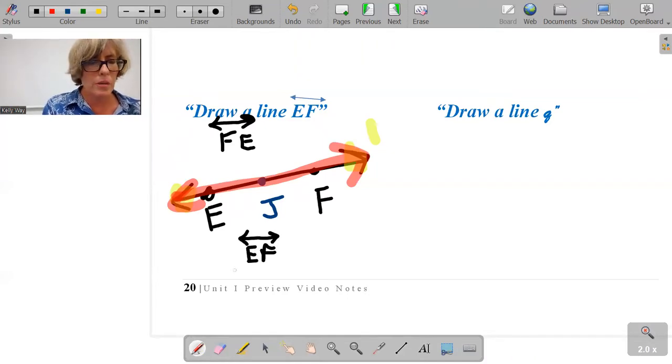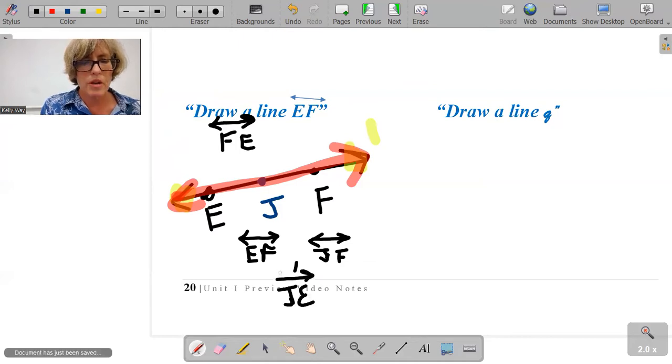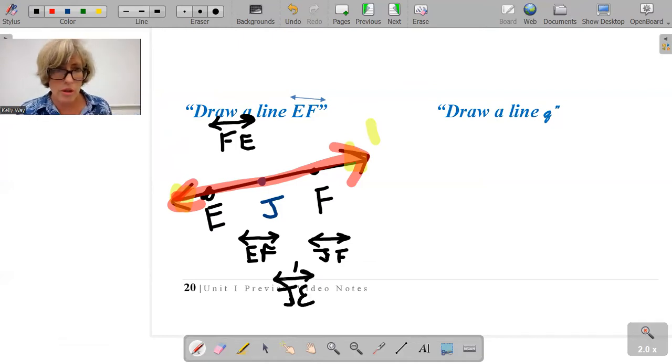arrow above it, little baby notation. I could call it JF if I wanted to. It's the exact same line because it goes on forever. I could call it JE if I want to. Again, notice the arrows and the capital letters. So for a line, you can switch the directions because of the double arrow both ways.